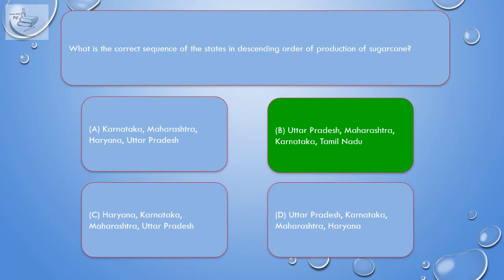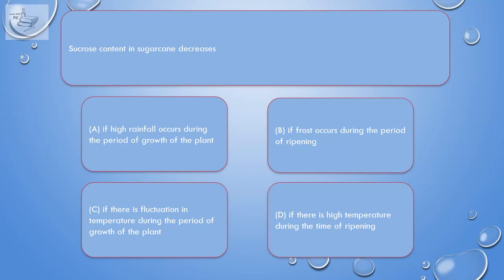Correct answer is B. Uttar Pradesh, Maharashtra, Karnataka, Tamil Nadu. Question: sucrose content in sugarcane decreases. A. If high rainfall occurs during the period of growth of the plant. B. If frost occurs during the period of ripening. C. If there is fluctuation in temperature during the period of growth of the plant. D. If there is high temperature during the time of ripening.